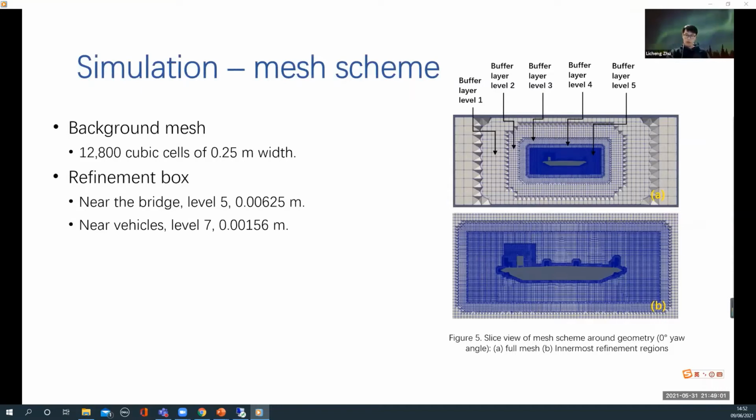The area close to the bridge model is refined to level 5, which brings the size of the cell to 0.00625 meters. And the area around the vehicle is further refined to level 7. Also, I set 7 buffer layers between adjacent levels to make the cell size change smoothly.